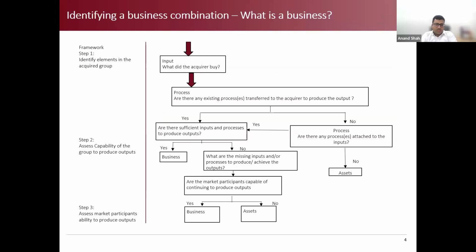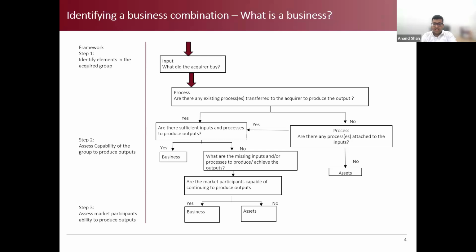This is a chart that we generally use to determine whether what has been a part of the acquisition fits into the definition of a business, and whether you should apply Ind AS 103 on that. So one is, let's determine what the acquirer bought. In that process, did the acquirer acquire any existing processes to be able to produce an output?